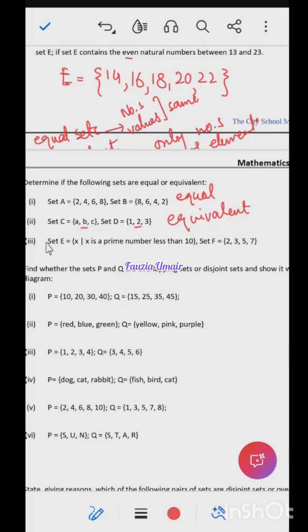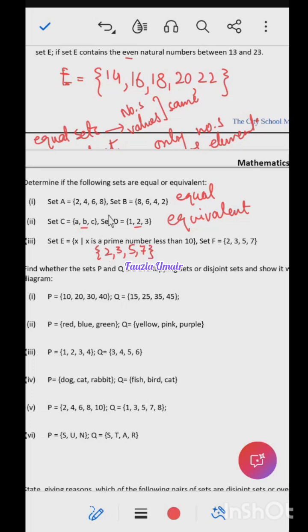ठीक है, so last part में जैनब आप मुझे बताएं, one set is written in set notation form: x such that x is a prime number less than 10. So first of all हमने इसको element form में लिखना है. What are the prime numbers less than 10? Ma'am, 2, 3, 5 and 7, right? Yes, so these are the prime numbers less than 10, and set F is also 2 3 5 7.